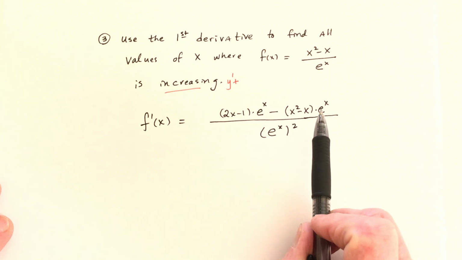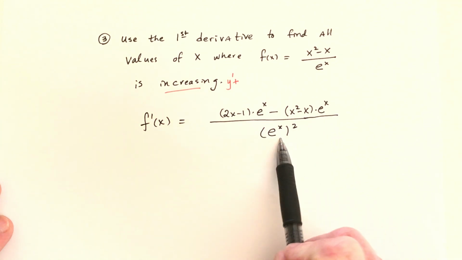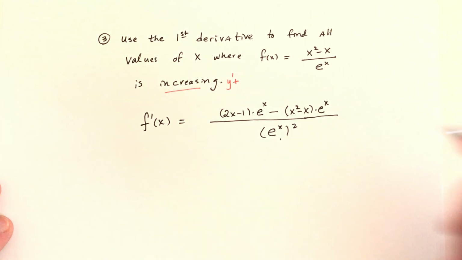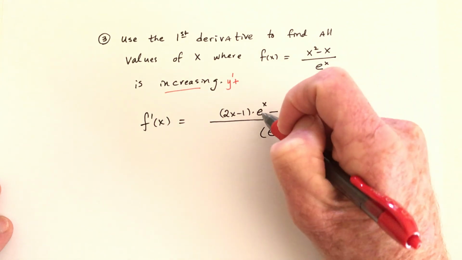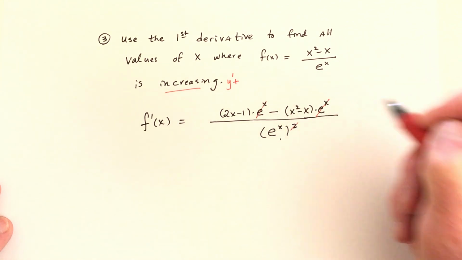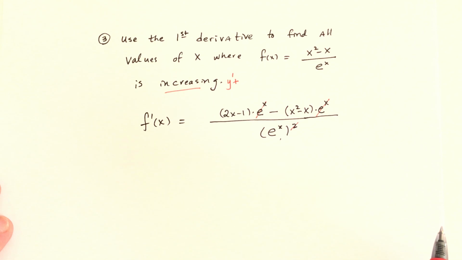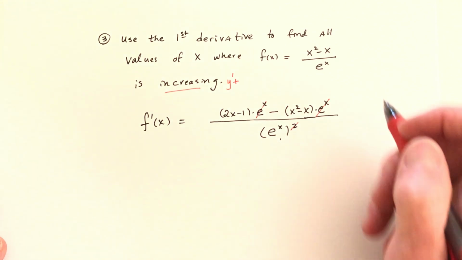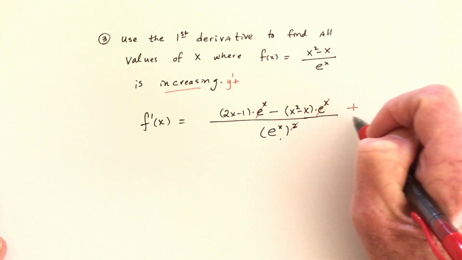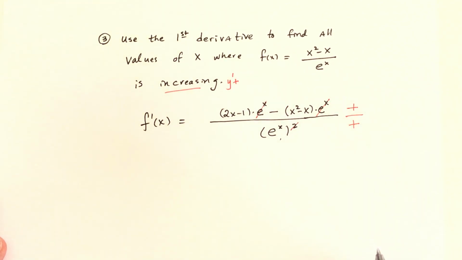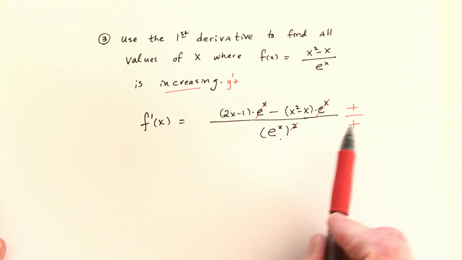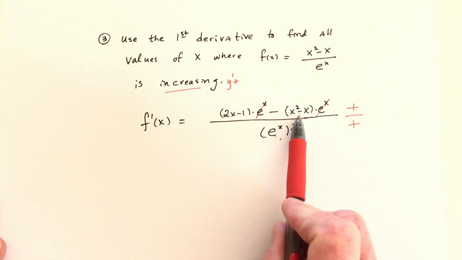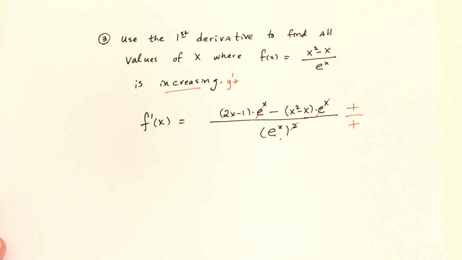So it turns out that this has an e, and this has an e, and this has an e, so I can actually cancel one e to the x here, one e to the x here, and one e to the x there. Now the e function is always positive, so if you have a fraction and you have a positive divided by positive, the bottom is always positive, so I really just need to find out where the top is positive.